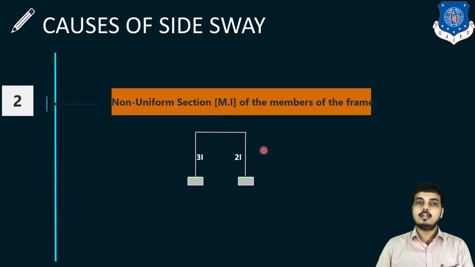Our next point is non-uniform section or MI. It means there is a non-uniform moment of inertia in the members of the frame. Here you can see that this column has 3I and this column has 2I, so there is a difference in I. Whenever you see a different moment of inertia, you can conclude that sway will occur in that particular frame. So our second point is non-uniform section or MI.